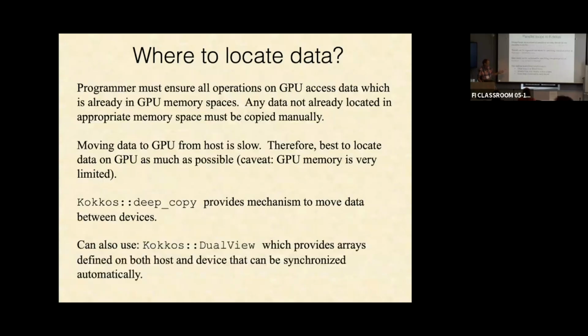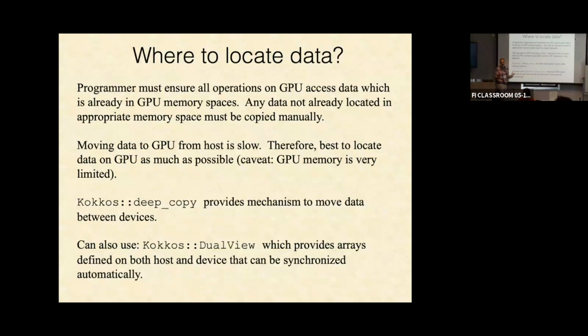In the interest of time, I'll just tell you: always put the data on the GPU if you can, because moving data back and forth is slow. So you want to make sure you stick the data where it's needed, namely in the GPU. And there are ways to do that using deep copies and dual views. The only skeleton in the closet about GPUs is their memory is incredibly limited.